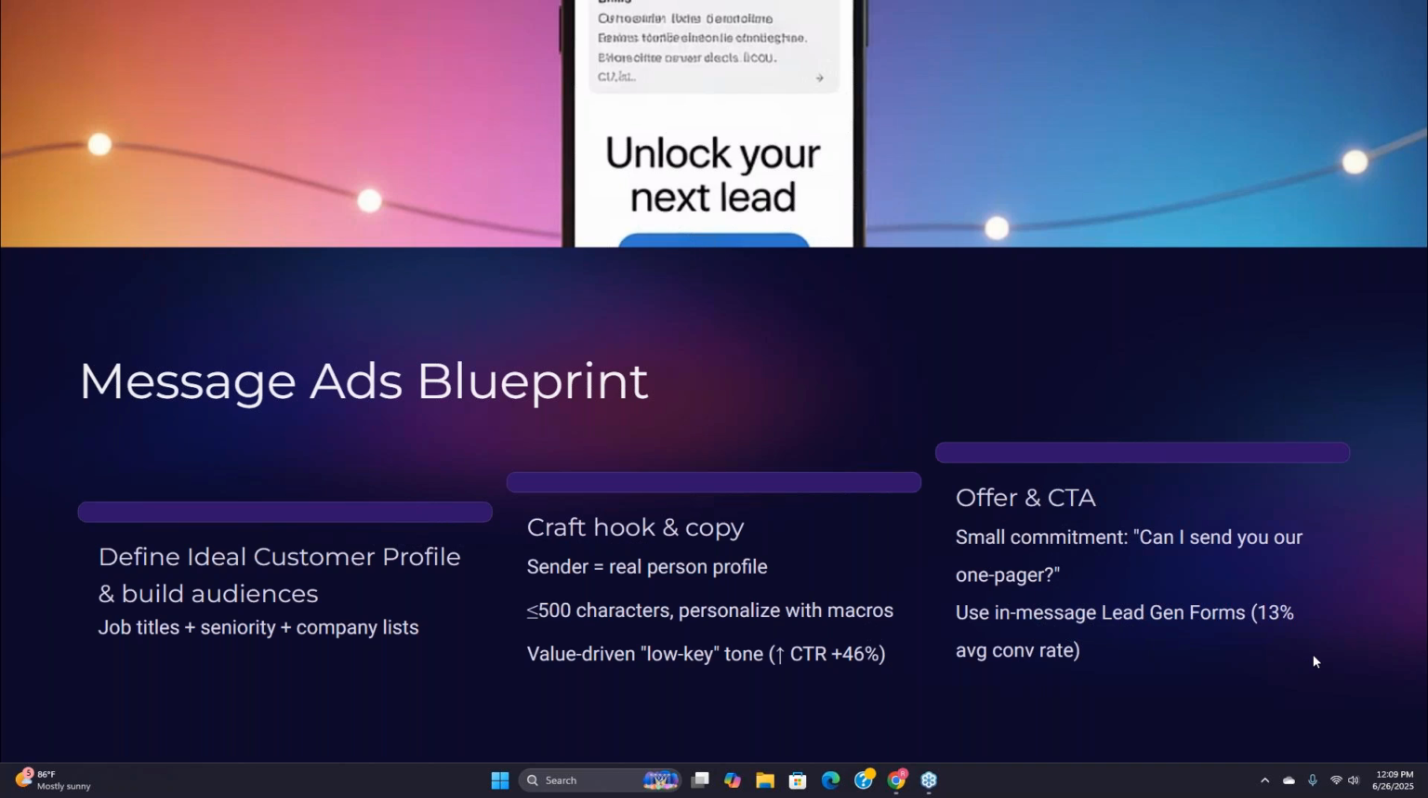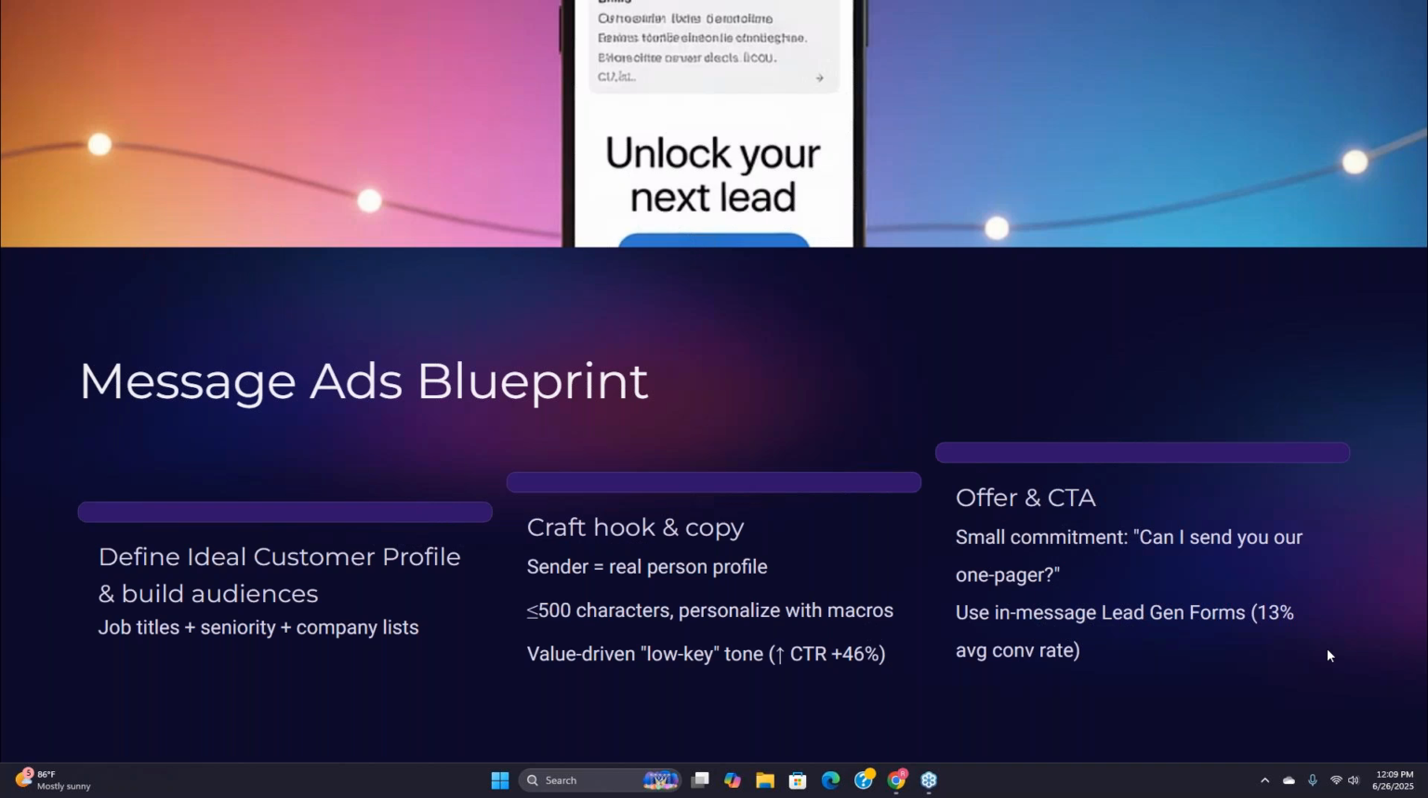The offer and call to action, we're just going for a small commitment here. You're not trying to hit them over the head with selling something right away. It's very similar to organic outreach or cold email outreach, because you're not going to immediately hit them with some really salesy offer or hard sale. It's going to be something like, can I send you our one pager? Would you be interested in talking more about this?